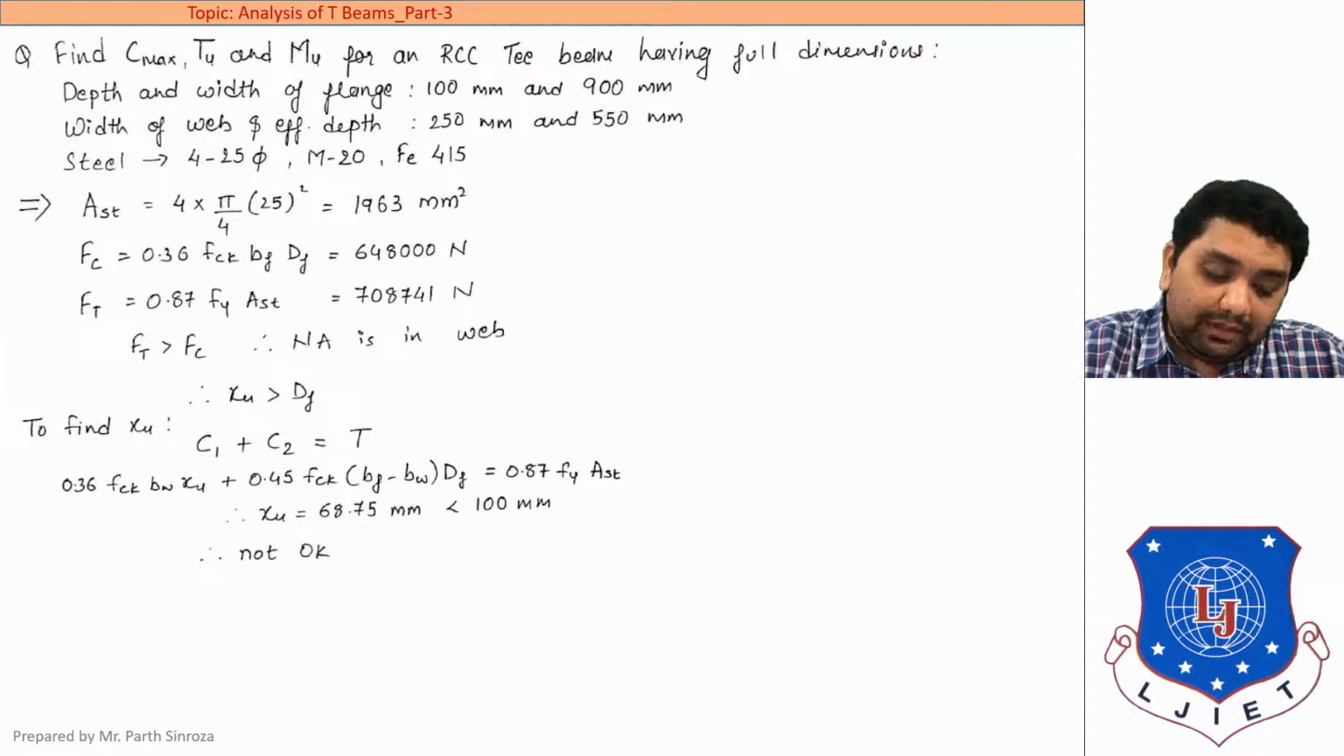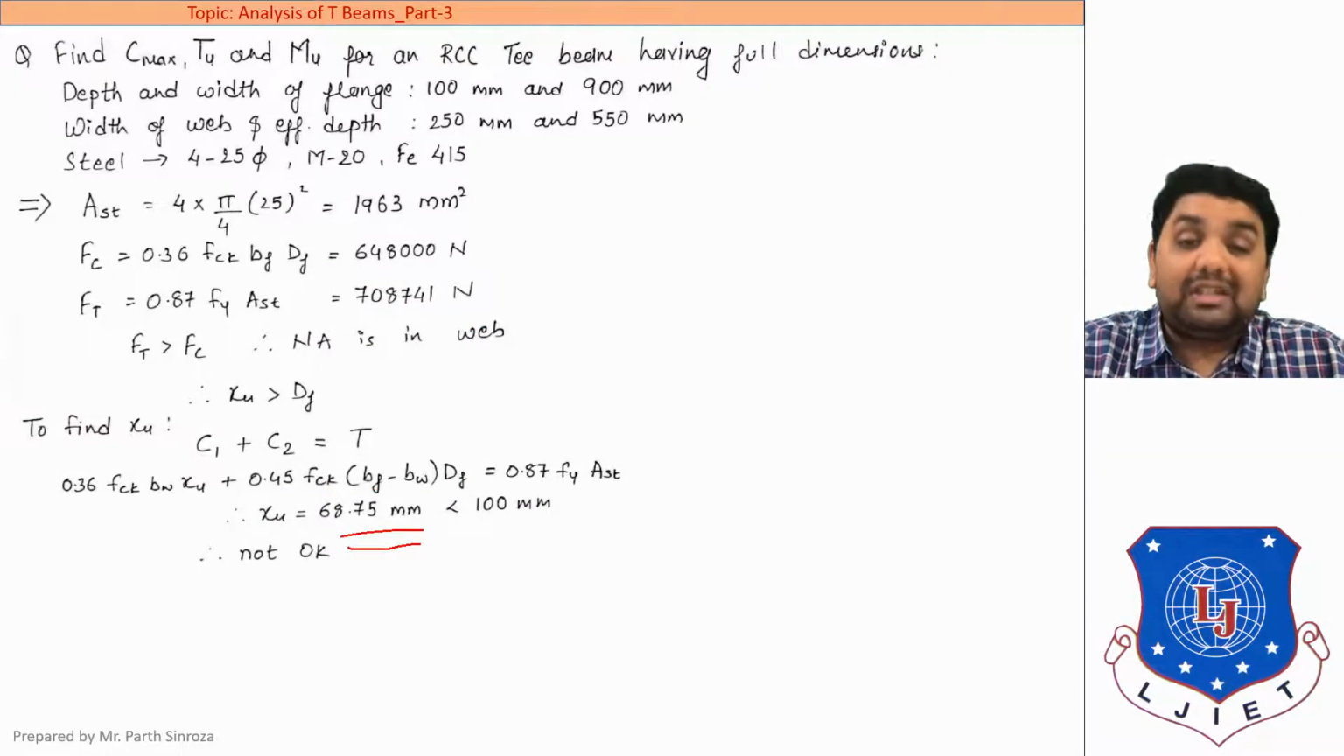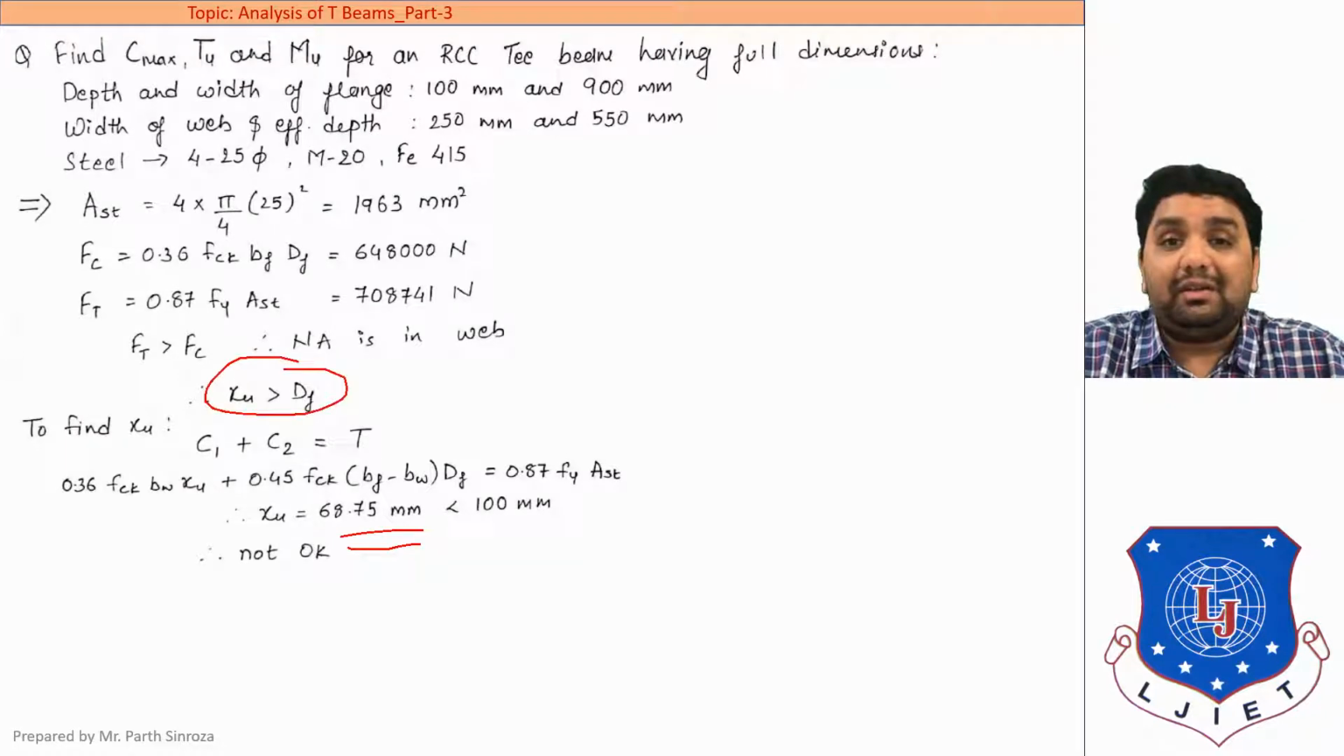So computing this, we get XU equal to 68.75. Now here the methodology changes. Up till now we were satisfying this equation that XU is greater than DF. We have solved two cases till now. In both the cases we are getting this relation, that is XU is greater than DF.